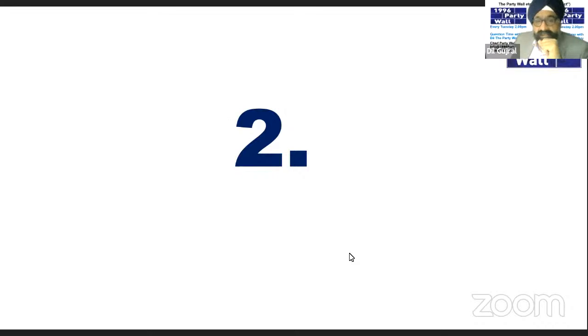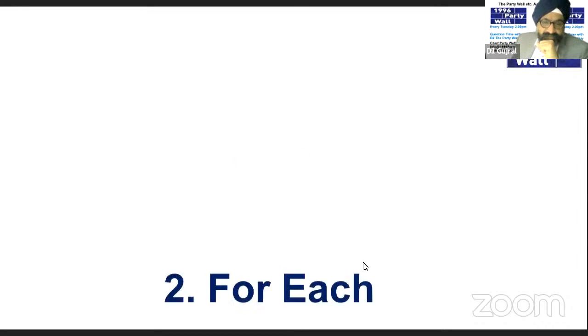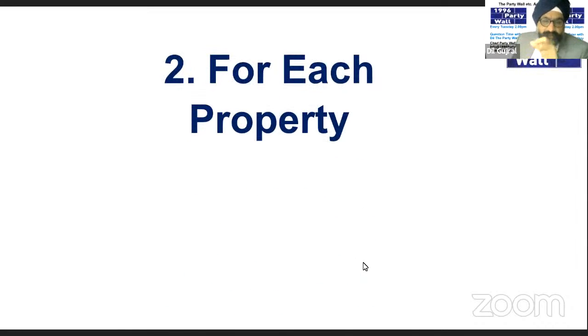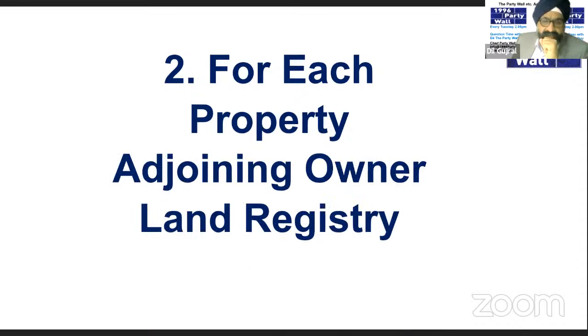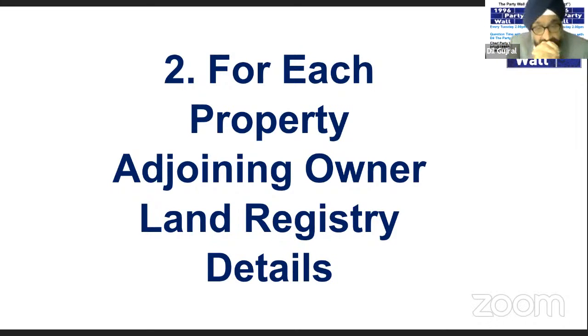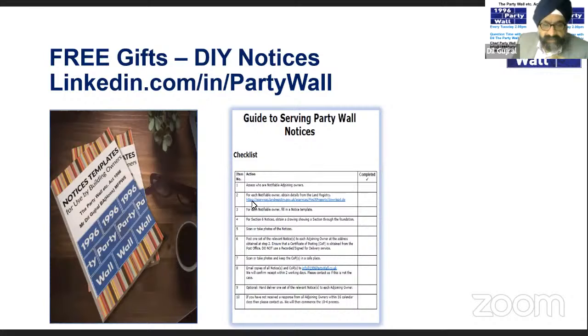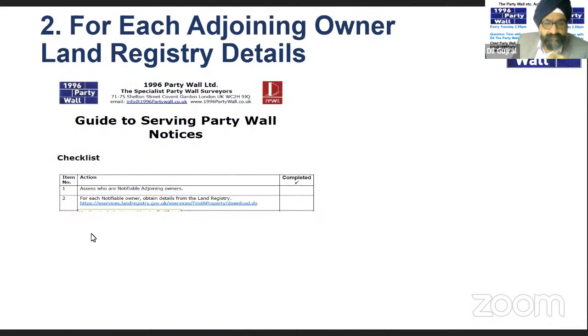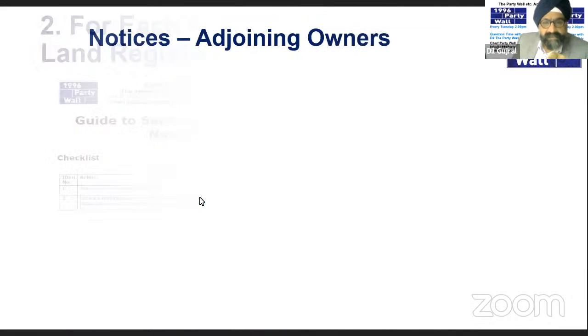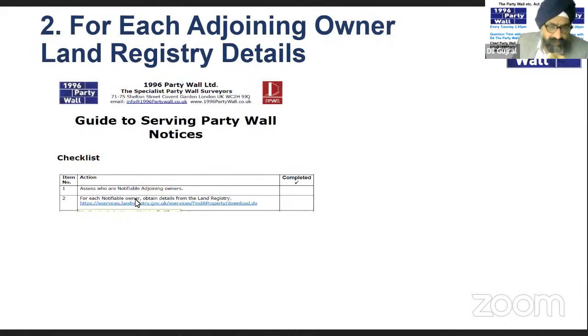So number 2 on the list. For each property adjoining owner, you need to do a land registry search to get their details. This is quite important because you need to serve it to the right person at the right place. This is step 2 on the list. Here it is, highlighted, and there's a link to the land registry.